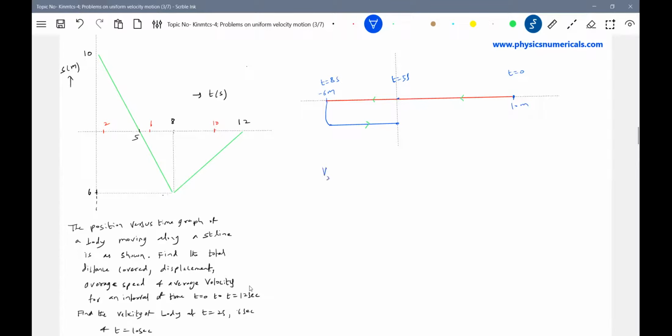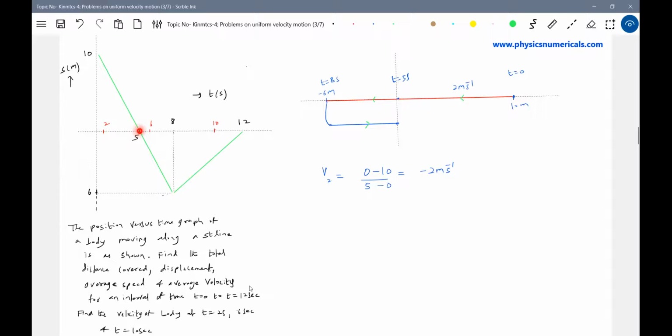So what is the velocity at 2? It should be equal to final 0 minus 10, by 5 minus 0. So minus 2 meter per second. So for 0 to 5 seconds, it will move with a constant speed of 2 meter per second. So that I'll write here. For 0 to 5 seconds, it will move with a constant speed. Here the slope is constant, uniform velocity motion.